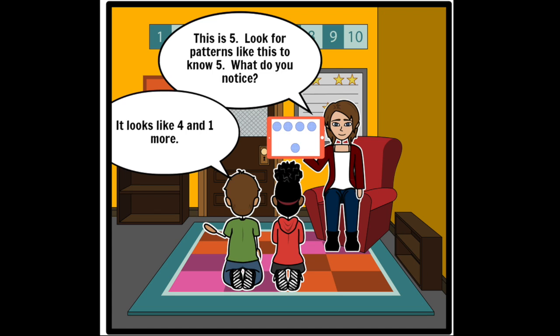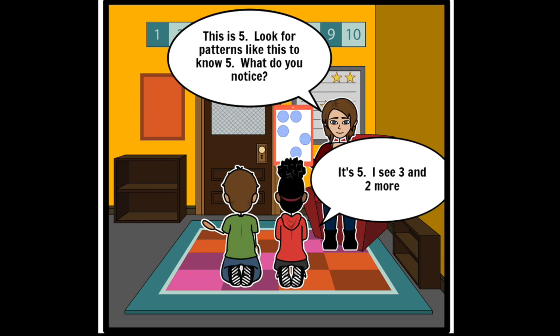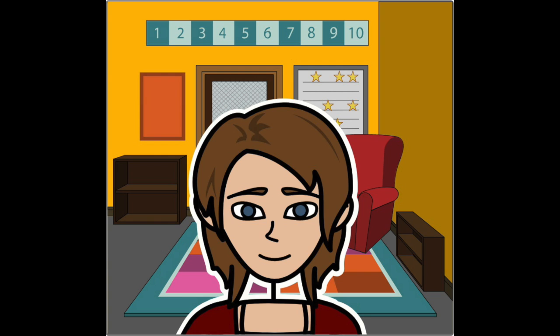This is 5. Look for patterns like this to know 5. What do you notice? It looks like 4 and 1 more. Once you find the hidden group, you can count on to find the amount. This is 5. Look for patterns like this to know 5. What do you notice? It's 5 and I see 3 and 2 more. With practice, you can train your brain to instantly recognize the amount in these groups.